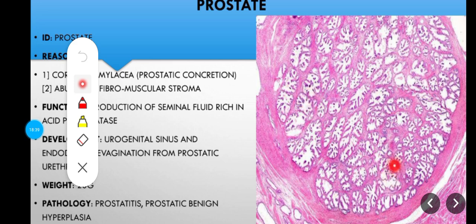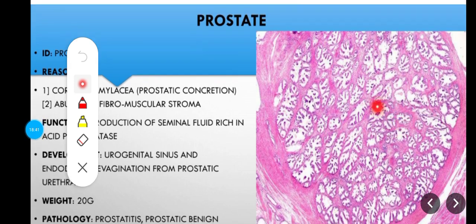So most of these are the glandular part, and they appear serrated. And most times within the glandular part, you see eosinophilic material that represents the amyloid bodies, the corpora amylacea within the prostate. Their function is unknown.